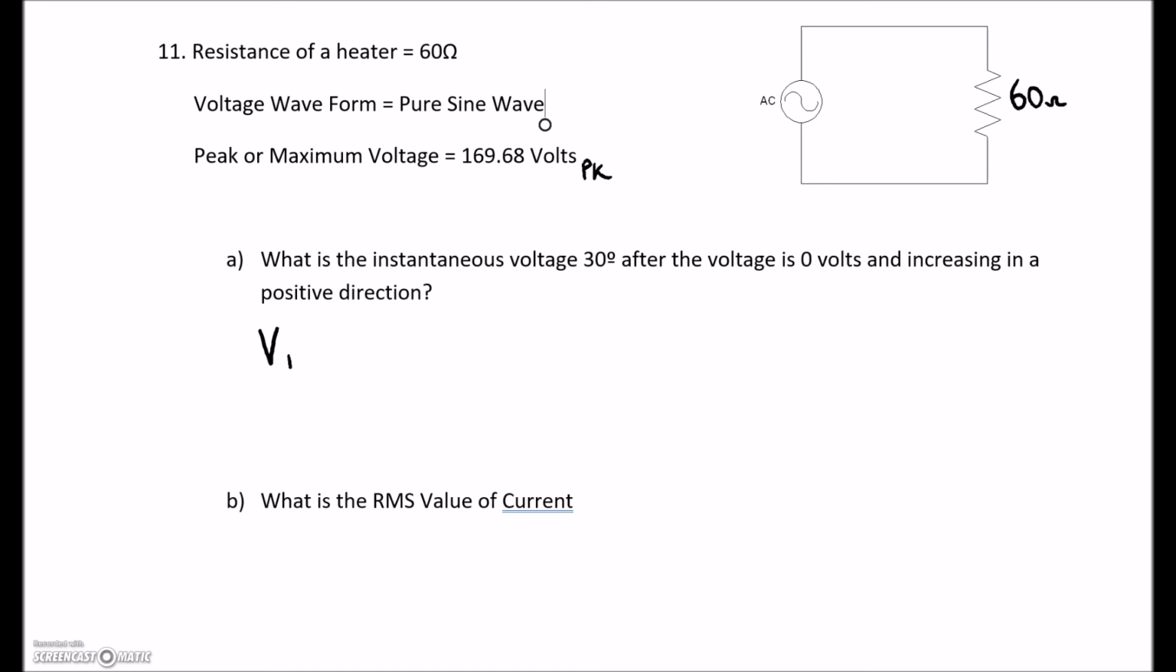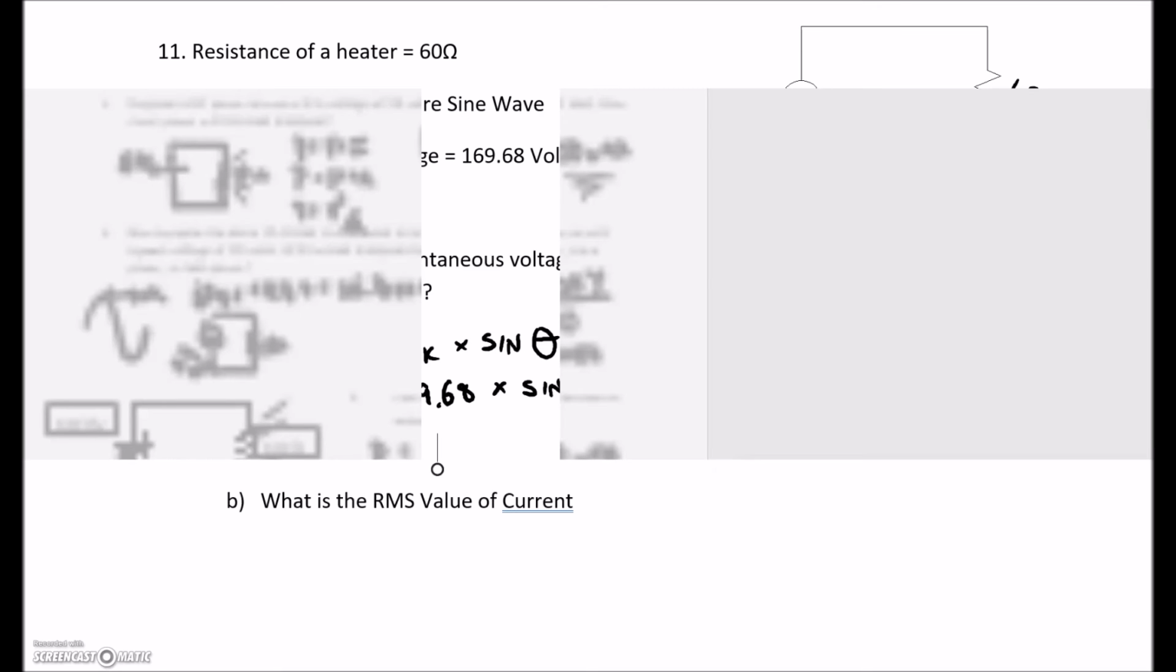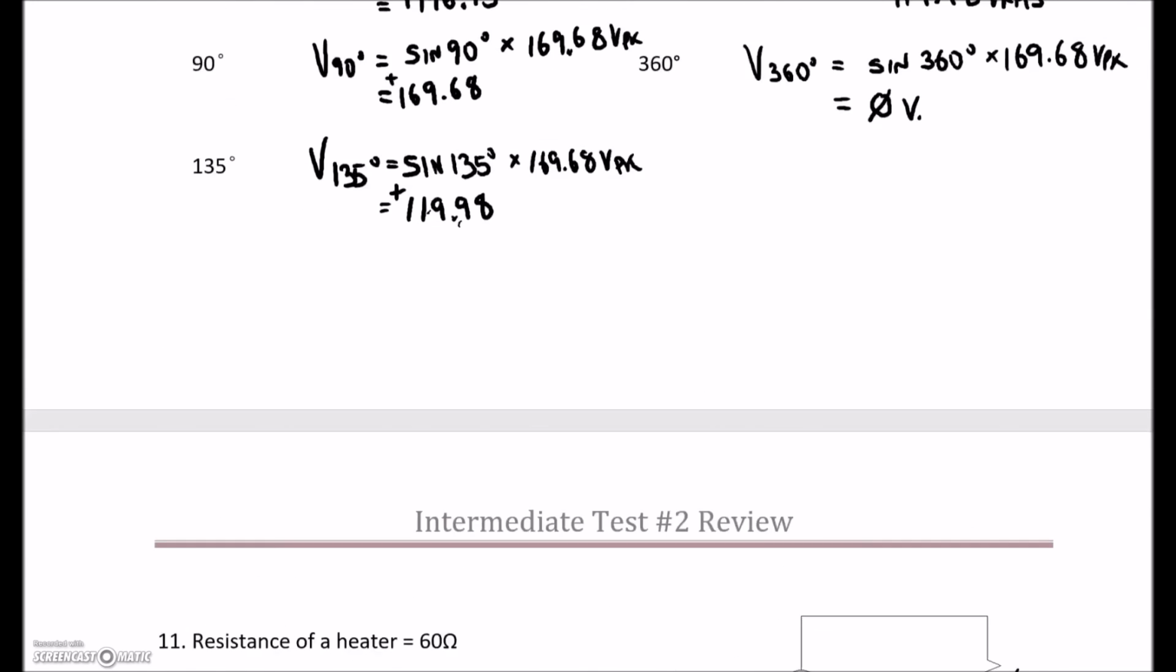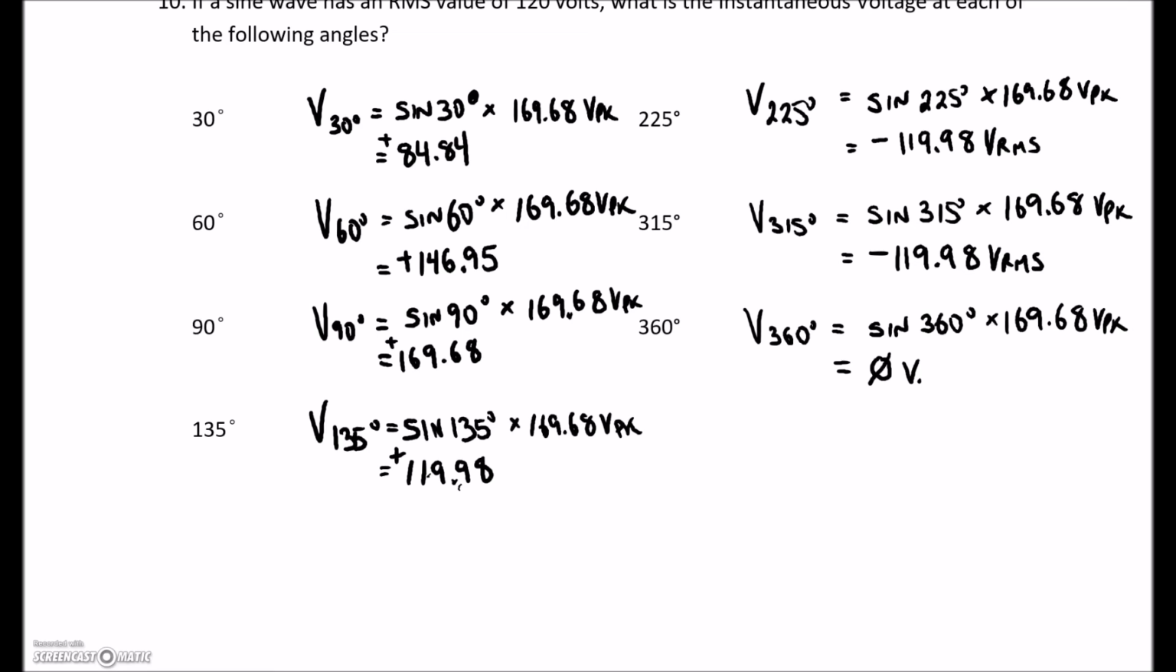We know that from the previous question, our instantaneous voltage is our V peak times the sine of whatever angle we're looking at. Our V peak here is 169.68. We're going to multiply by the sine of 30 degrees. I believe we did that on a previous question. Let's look at that one at 30 degrees. We found that right here. That was 84.84 volts.